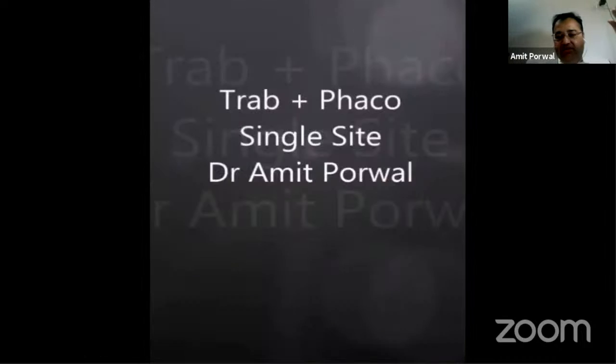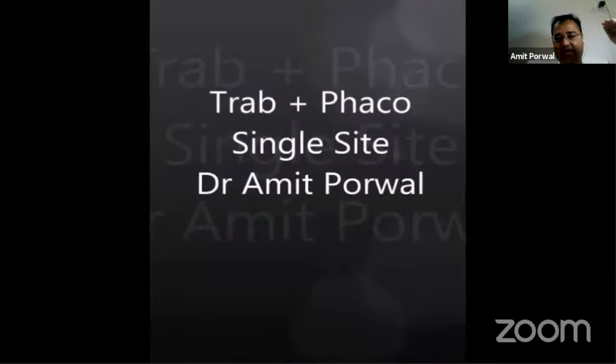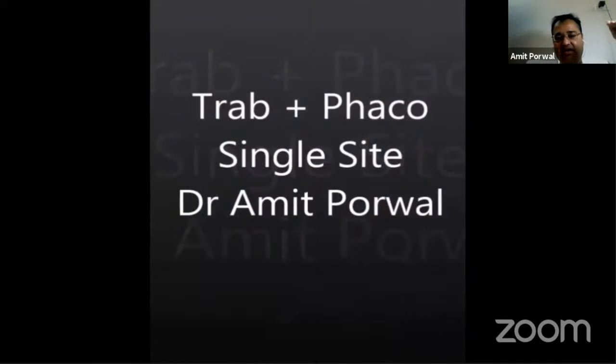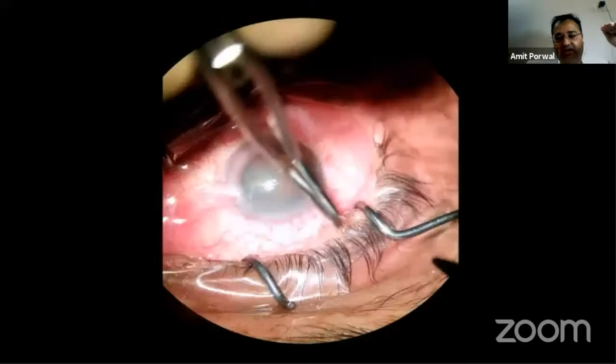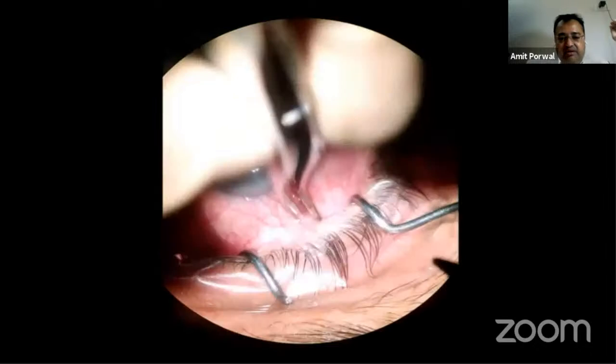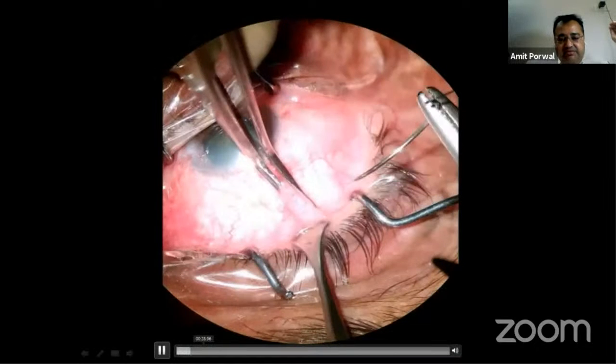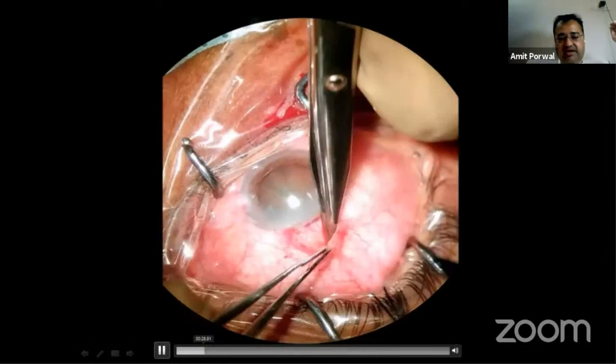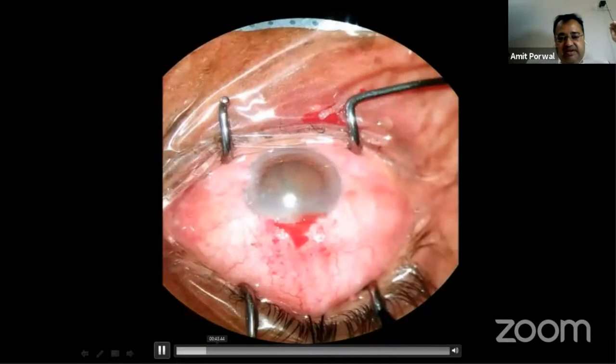So this was the twin site technique which I had shown, and coming to the single site technique, everything is the same in this. The only difference is that whatever triangular flap you have created superiorly, after creating the flap, you enter into the anterior chamber. Okay, so this is the same thing I'm showing in the video. The initial steps are the same. So again, marking the bleeder. This is very important.